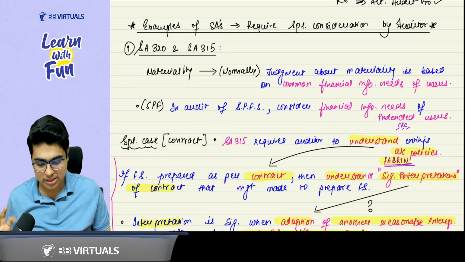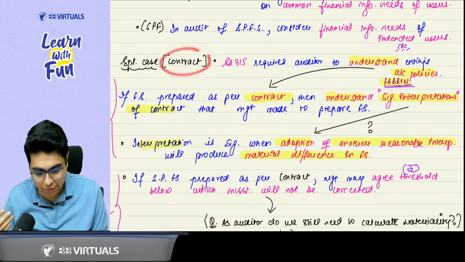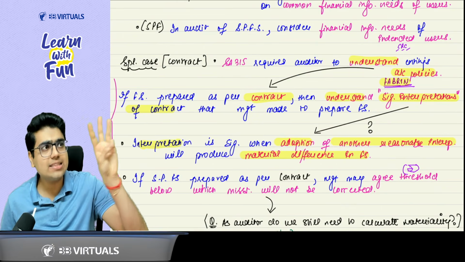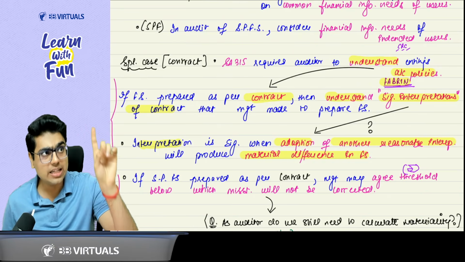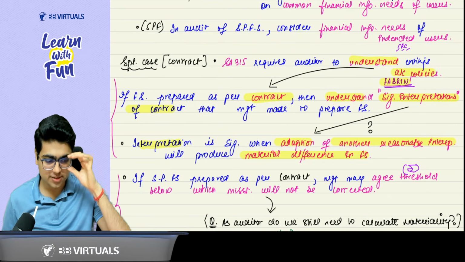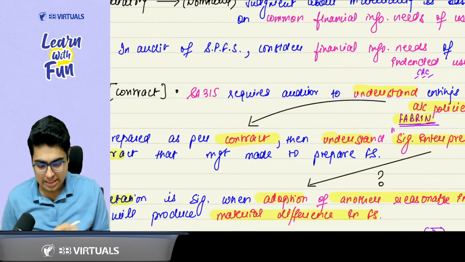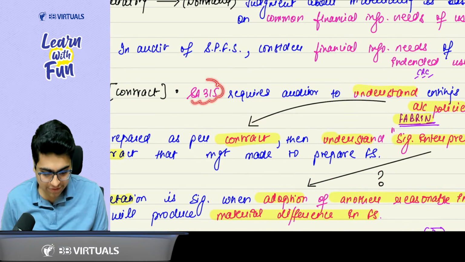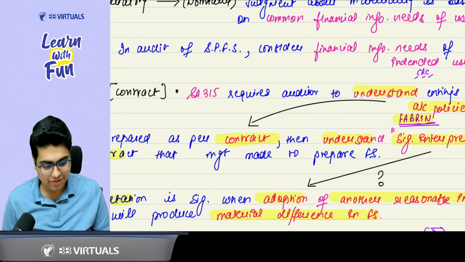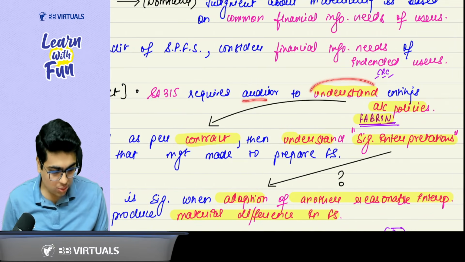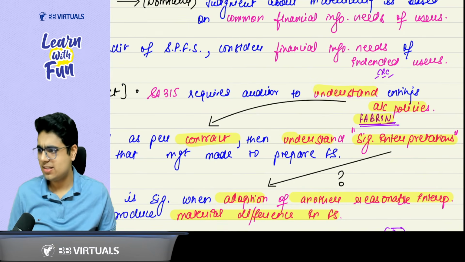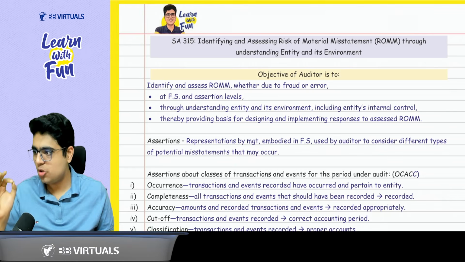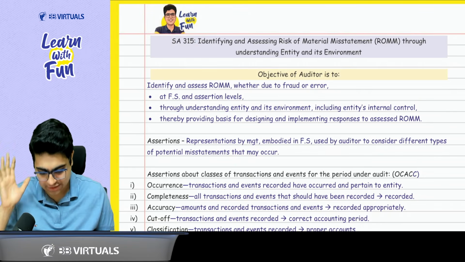Understood? Understood, sir. Now comes a special case of contract. I told you there are three cases of special purpose framework: creditor, regulator, contractor. Now let's say we discussed in SA 315. Sir, what did we discuss in 315? That as an auditor, you need to understand the accounting policies. Sir, did we discuss it? Just wait a minute. Let's see. Quickly open the notes of SA 315. Yes, sir, we have opened.